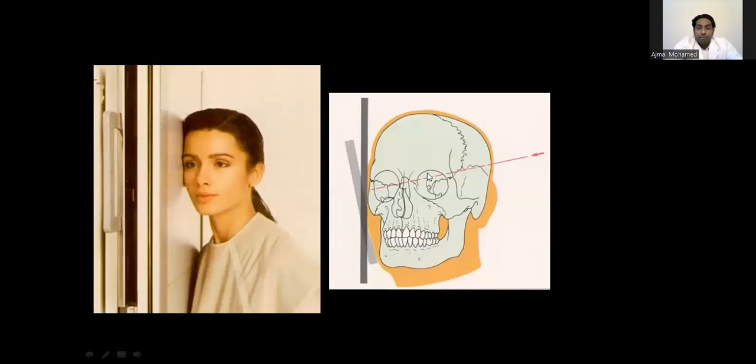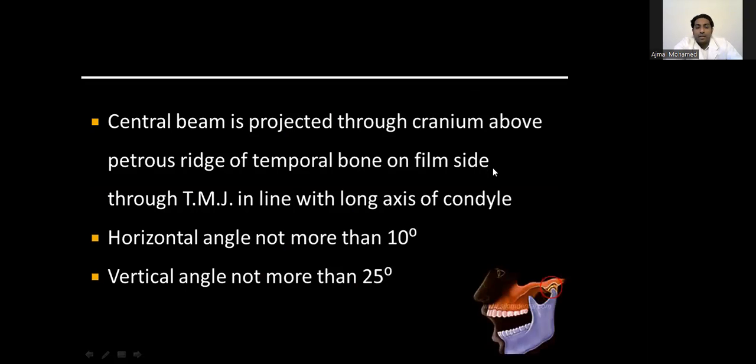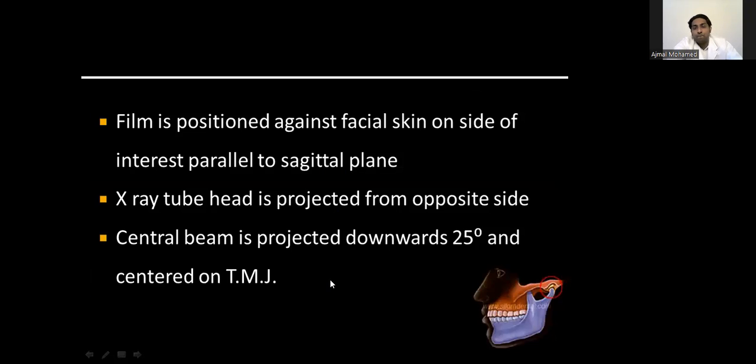The X-rays come through the cranium above the petrous ridge of the temporal bone, and finally hit the sagittal part of the lateral wall of the condyle on the opposite side, and the information is carried to the cassette. The angulation is very important. The horizontal angulation should not be more than 10 and the vertical angulation should not be more than 25.